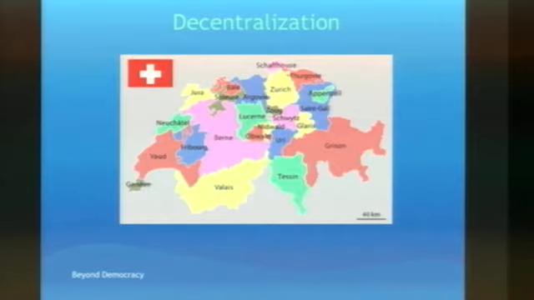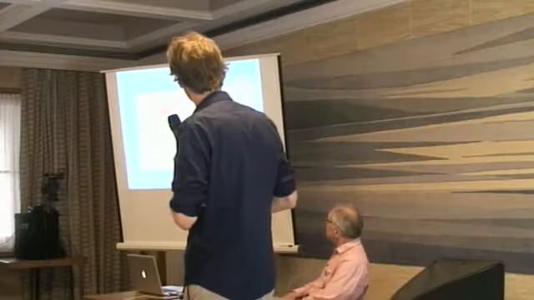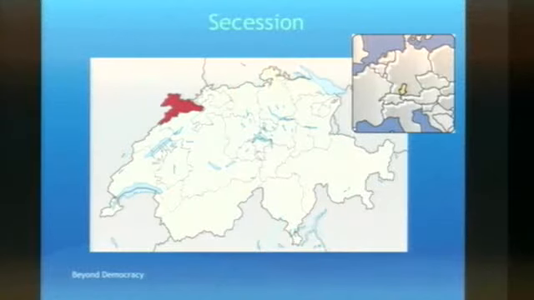And of course, I must admit, there is no more democratic country than Switzerland. So you would say, well, we need more democracy. But I don't think so. I think the result of Switzerland lies not so much in its direct democracy, but in its decentralized system. So therefore, we need secession.